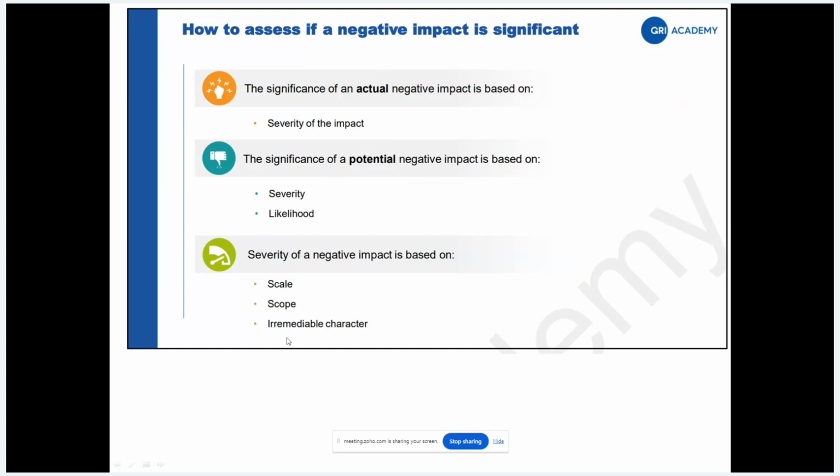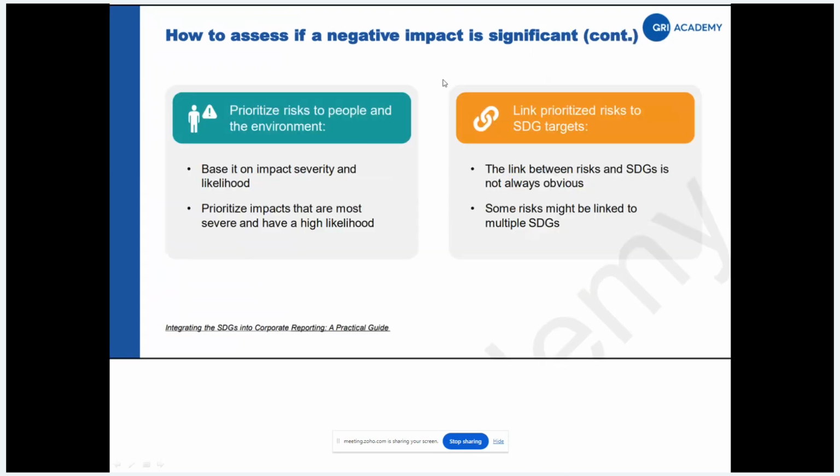It will be considered to be the most severe if it is of irremediable character or irremediable nature. So it has to be given the top priority. So how to assess if a negative impact is significant? Prioritize risk to people and the environment. Base it on the impact severity and likelihood. So prioritize risk to people and the environment.